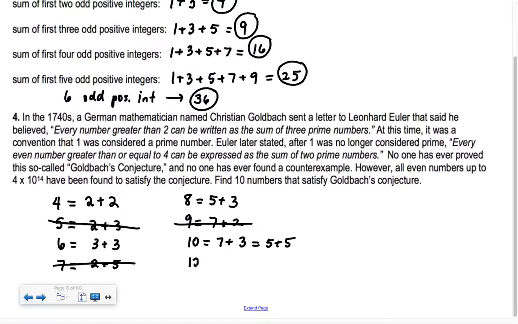So how about 12, 14, 16, 18, 20, and 22. Is that 10? 1, 2, 3, 4, 5, 6, 7, 8, 9, and 22. So this table, I want you guys to do 12, 14, and 16. The back table, you guys do 18 and 20. And you guys do 12, 20, and 22.